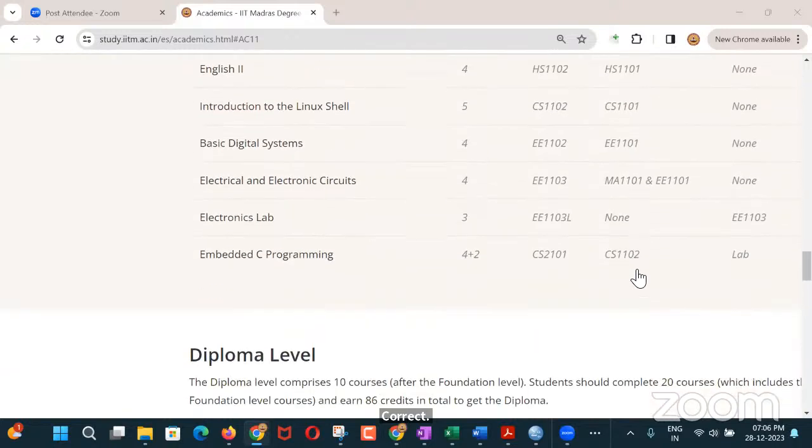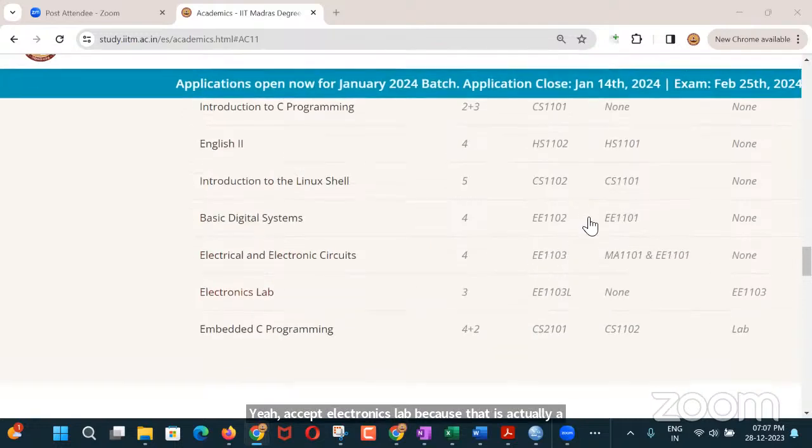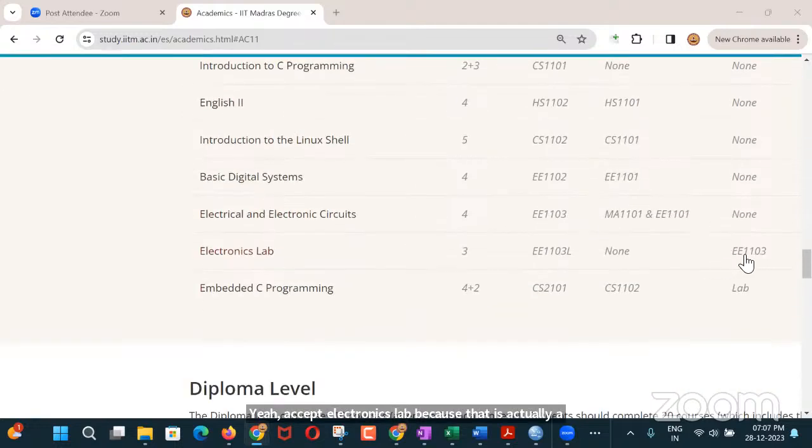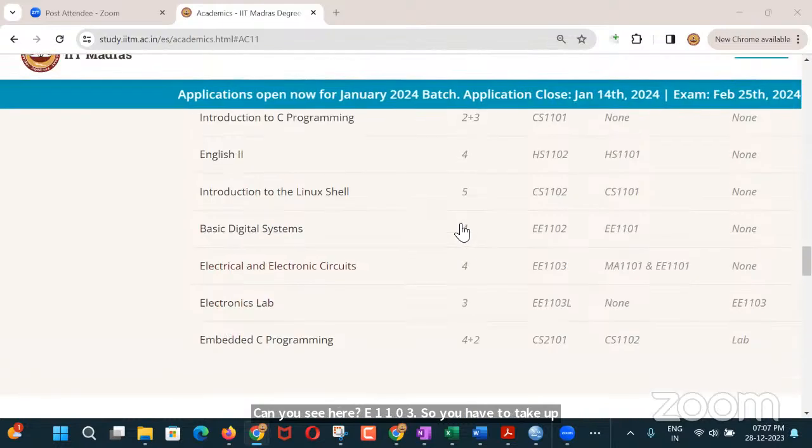Is there any course in the second term which does not have a prerequisite? No. All the courses have prerequisites. But sir, except electronics lab, because that is actually a core requisite. There is something called core requisite. Can you see here? EE1103. So you have to take up electronics lab along with another course. Yeah, you were telling something.